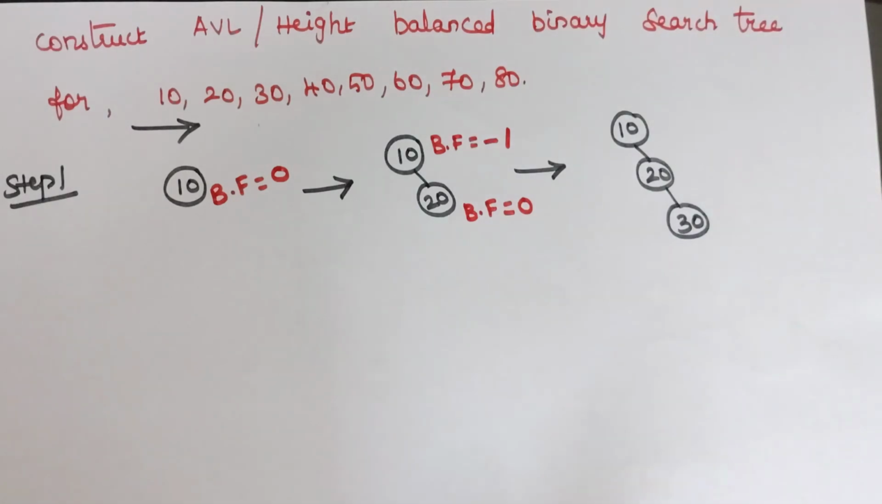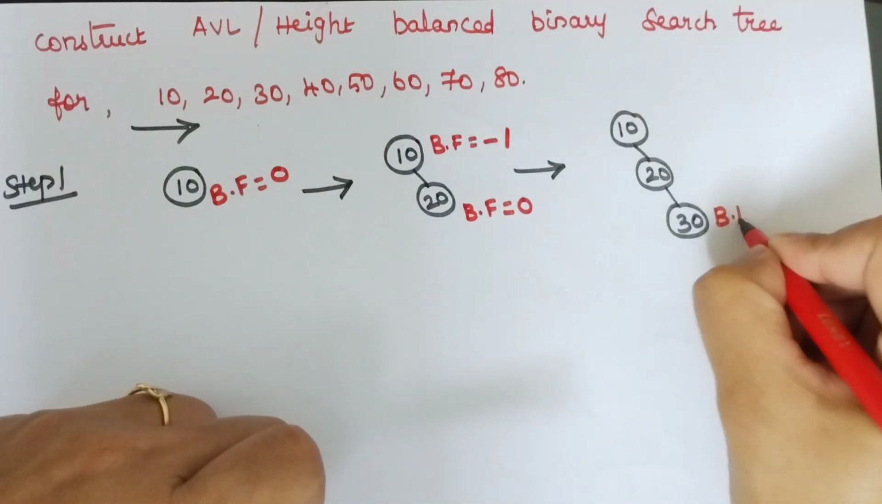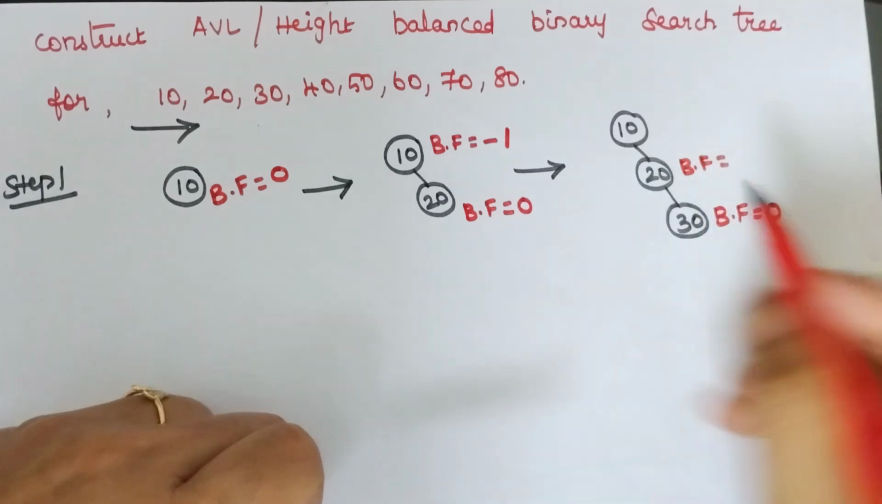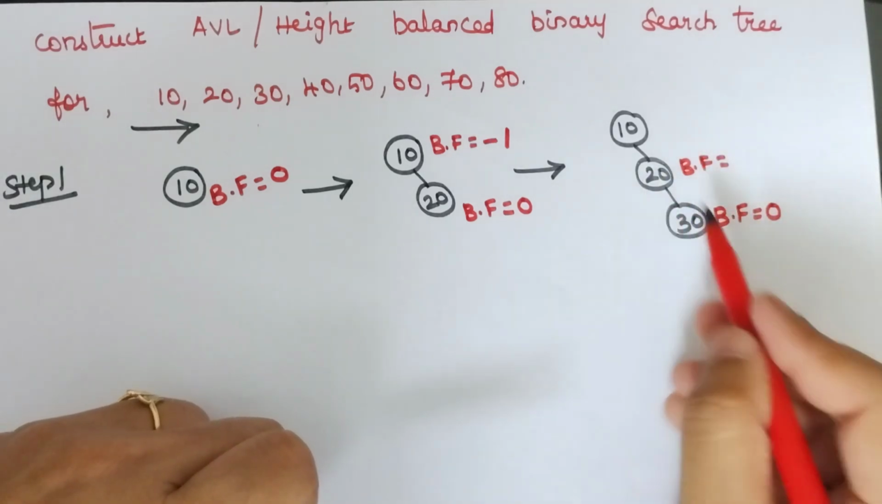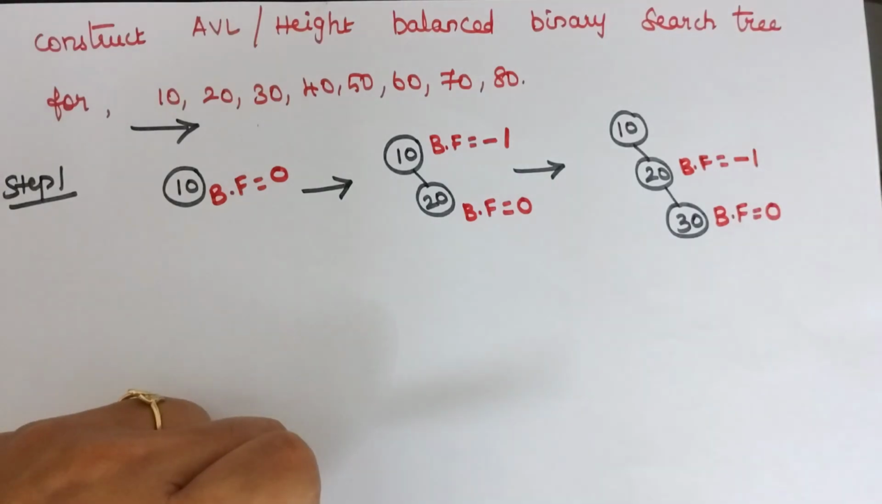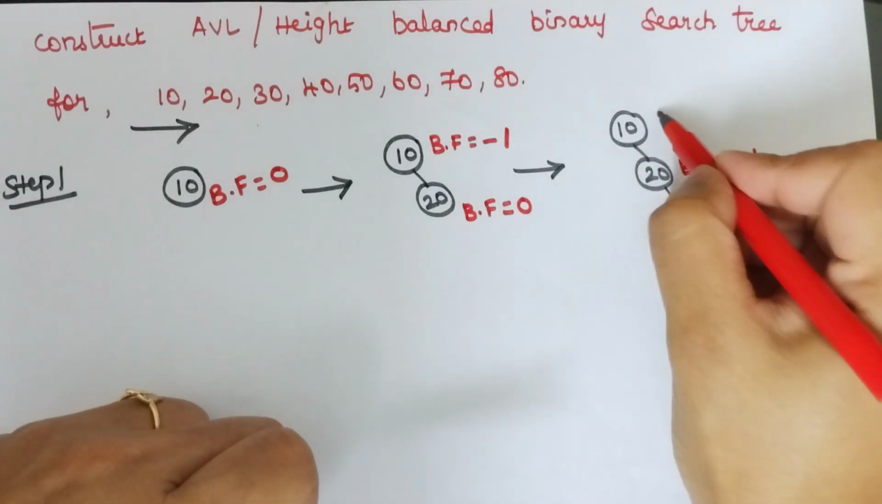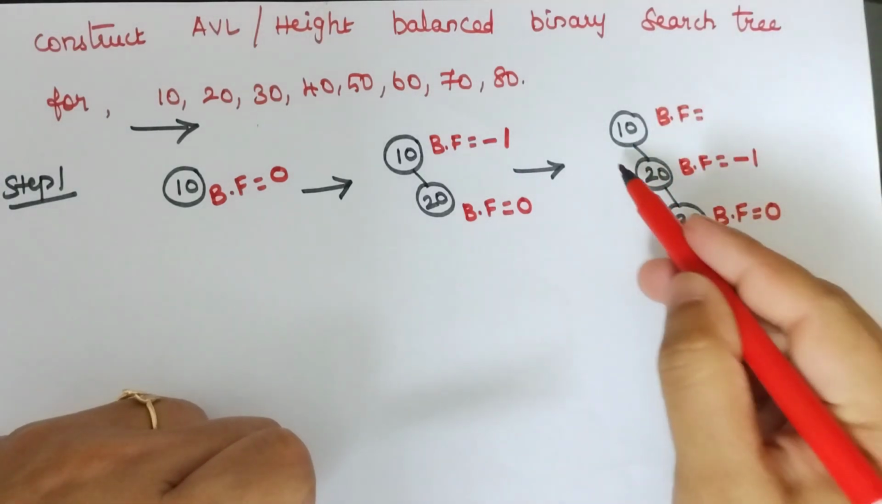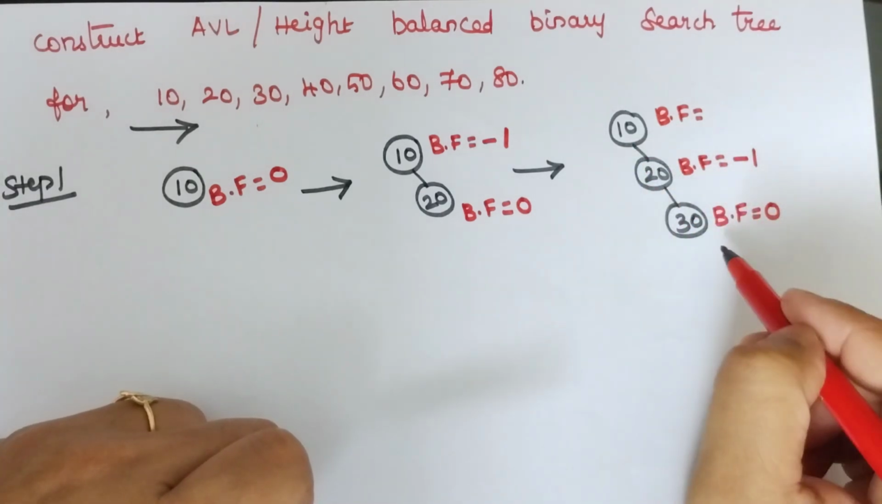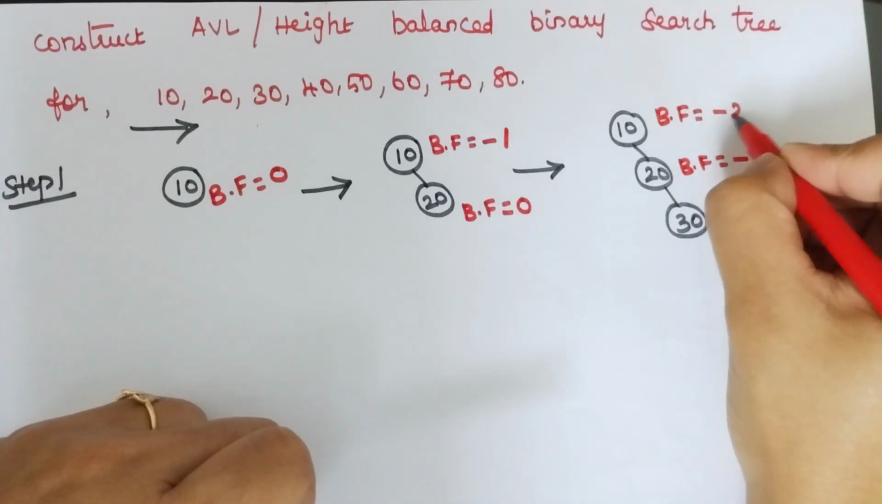After insertion, what we need to do? Find the balance factor. What is the balance factor of 30? 0. Then what is the balance factor of 20? Left side height 0 minus right side height 1, so 0 minus 1 is minus 1. Then coming to 10, what is the balance factor for 10? The height of the left subtree is 0. And what is the height of the right subtree? 2. So 0 minus 2 is minus 2.